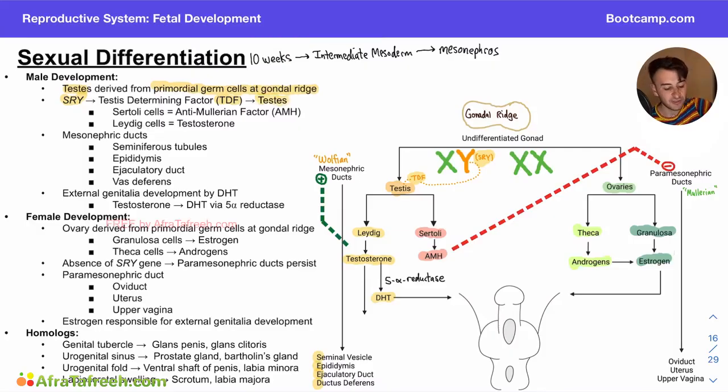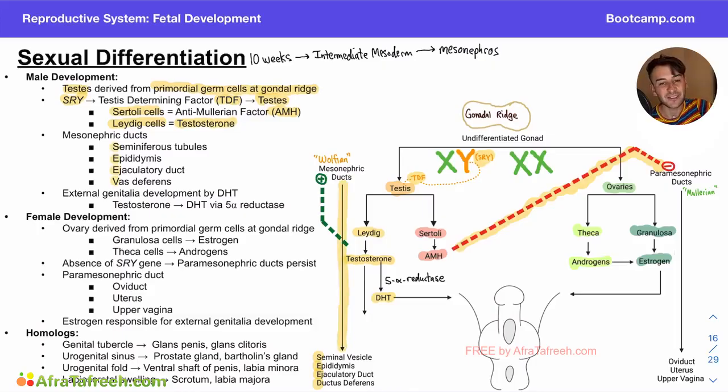ridge. It is our Sertoli cells that are going to produce our anti-Müllerian hormone that are going to go up here and inhibit the maintenance of our paramesonephric ducts. And then it is our Leydig cells that are going to produce testosterone that go on to keep our mesonephric ducts alive, which creates the structures spelled out by SEED.